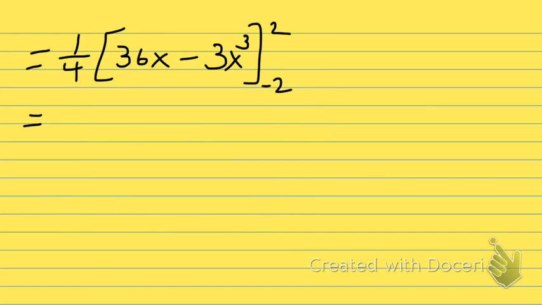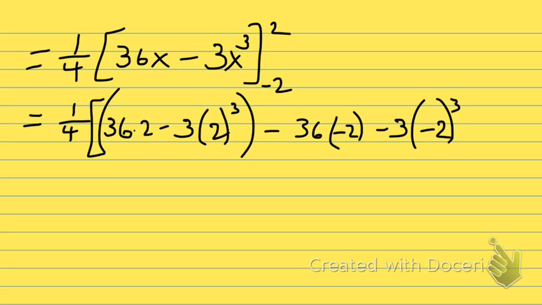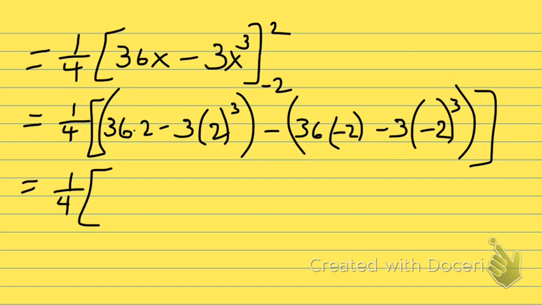So that's 1/4 36 times 2, take away 3 times the cube of 2. From that we'll take away 36 times negative 2, taken away also negative 3 times the cube of negative 2, trying to keep everything grouped together appropriately. That's 1/4 of 72, take away 3 times 8.